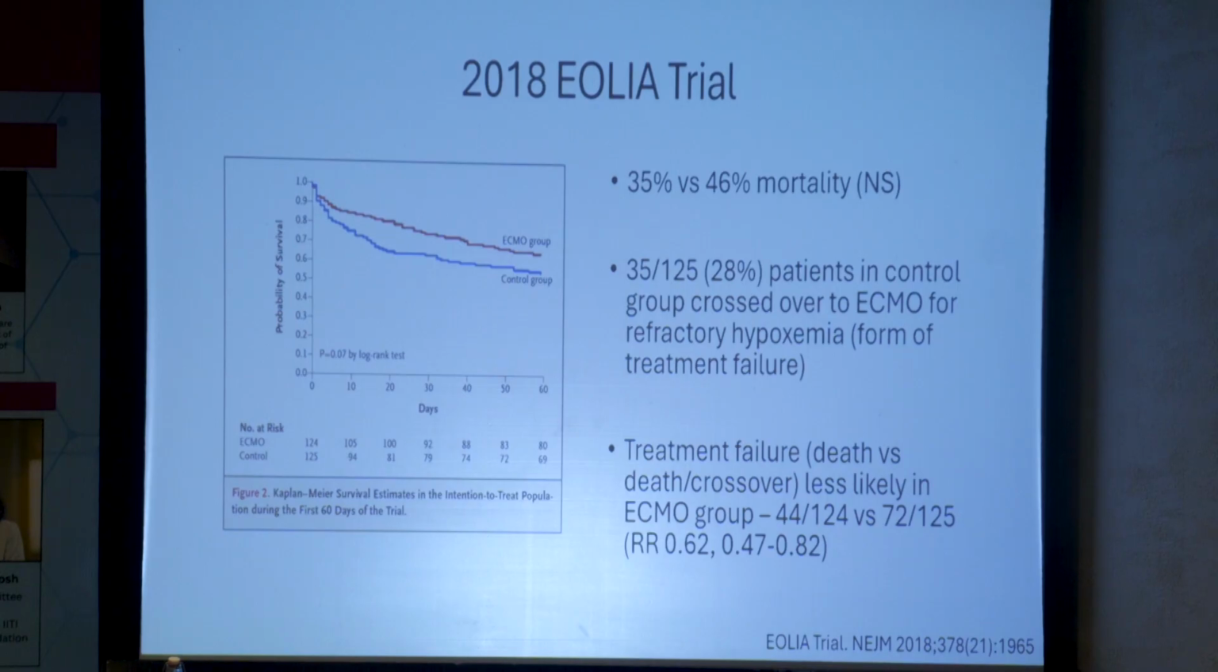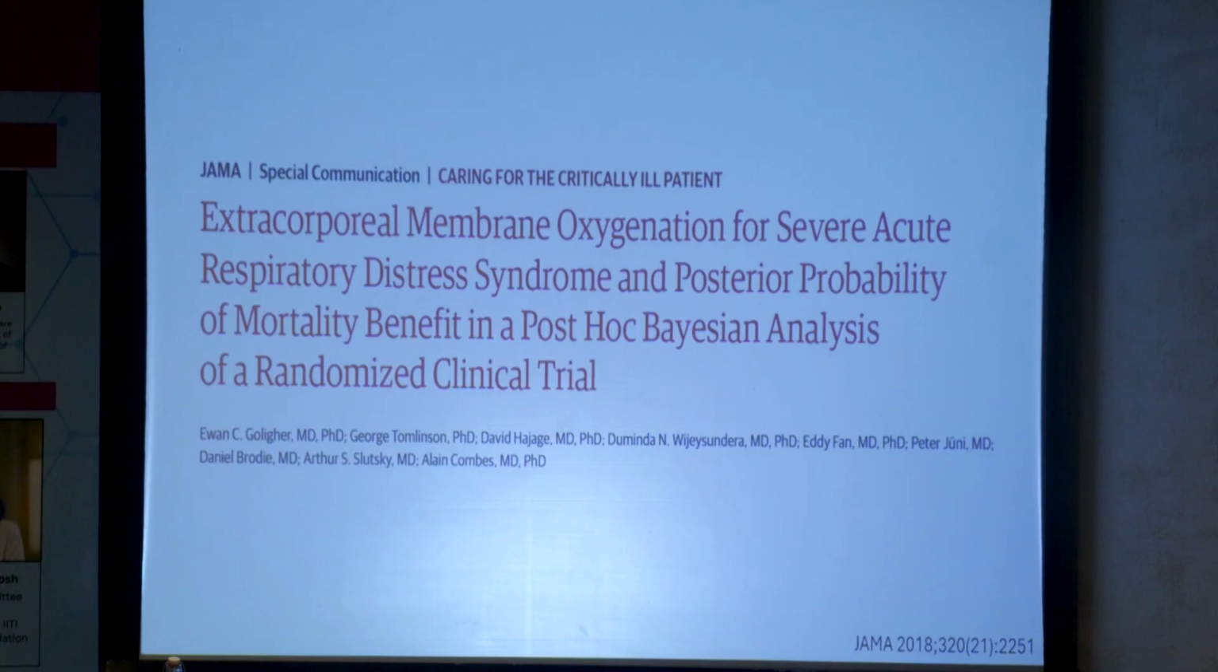And in that control group of 125 patients, 35 of them, 28%, crossed over to VV ECMO. So sometimes you hear that there were 3 patients who crossed over. This is almost 30% of the patients crossed over to the other arm of the trial based on the care. And so the treatment failure, which if you're in the ECMO group would be death, and if you're in the conventional treatment would be death or crossover to ECMO, was much more likely in the non-ECMO group. And then as Kapil just alluded, this trial has been reanalyzed using a Bayesian framework.